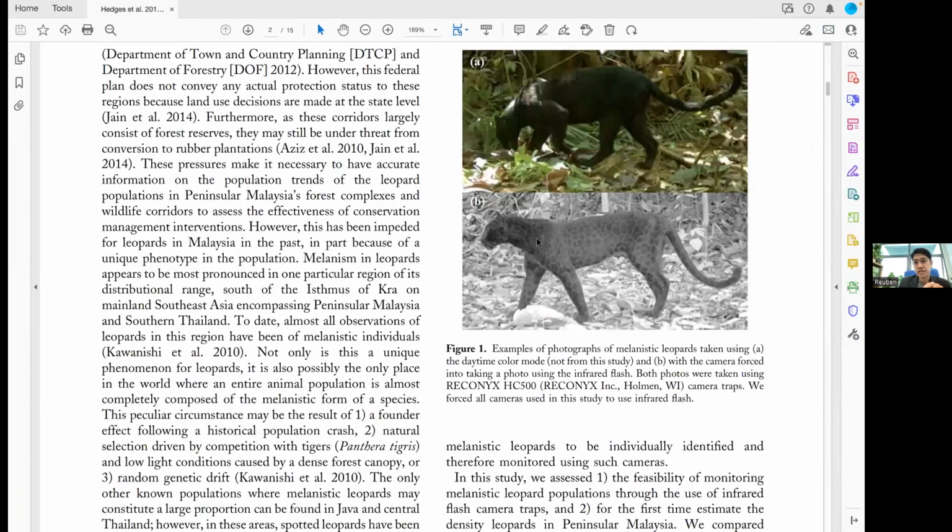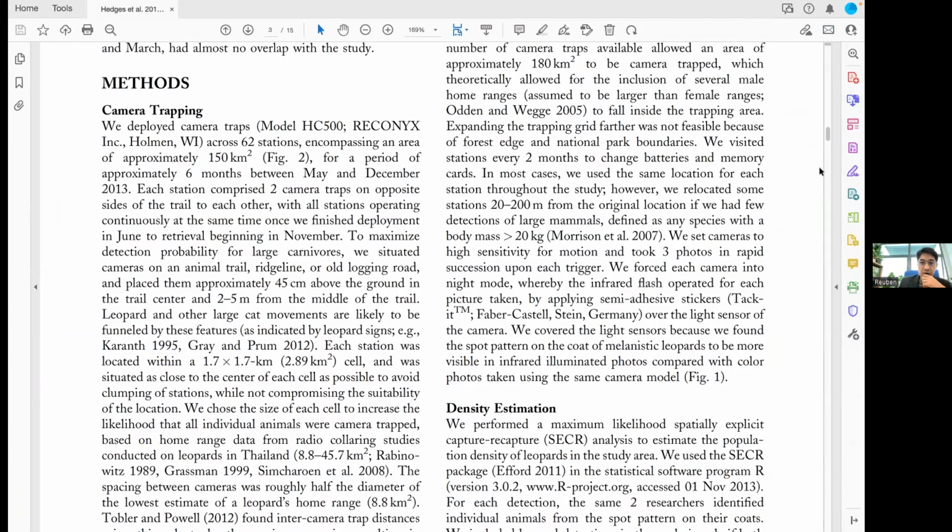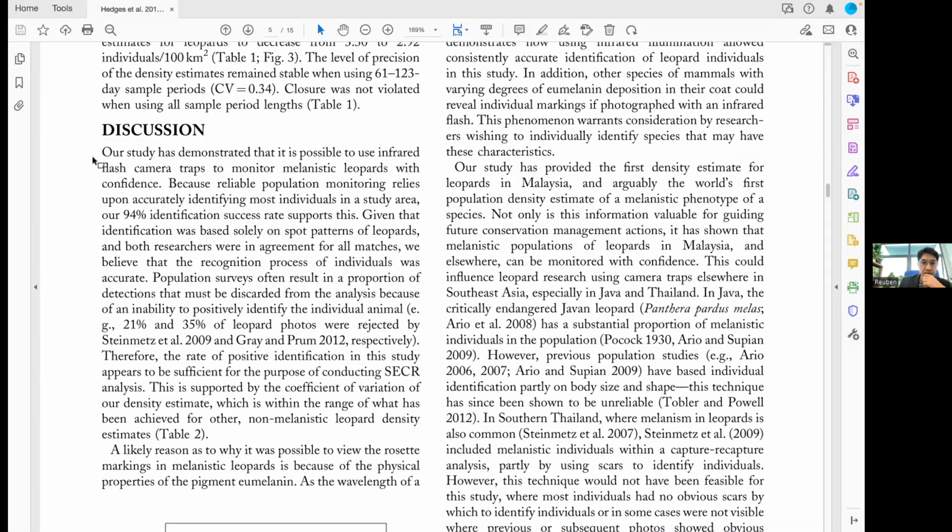What we did was we managed to identify leopards based on the camera trap images. We changed the camera trap settings to set off an infrared flash, and as a result, in the daytime, our cameras were able to identify leopards. Here is an example of a map where we did our study, and the discussion.